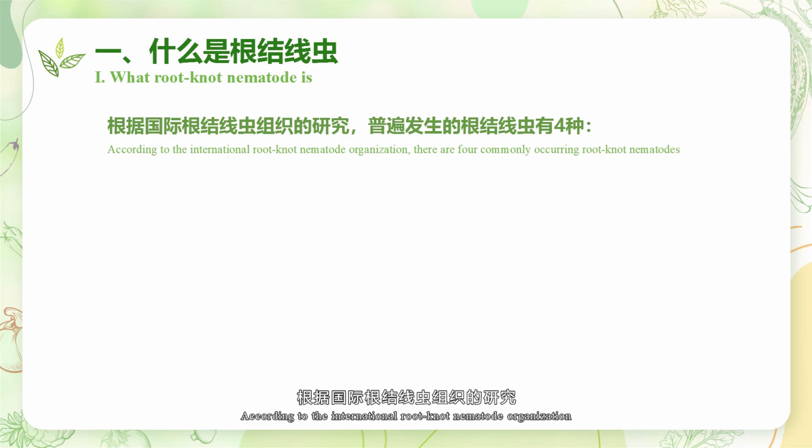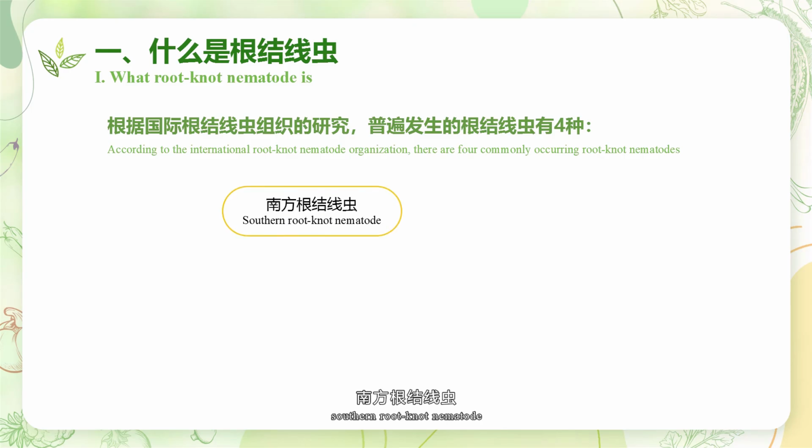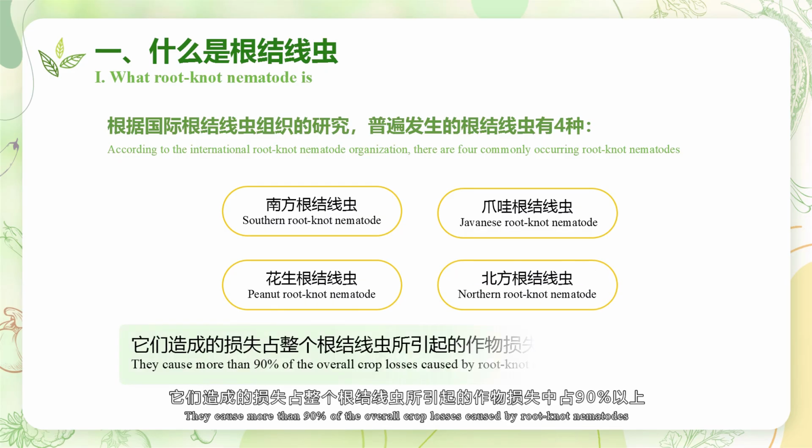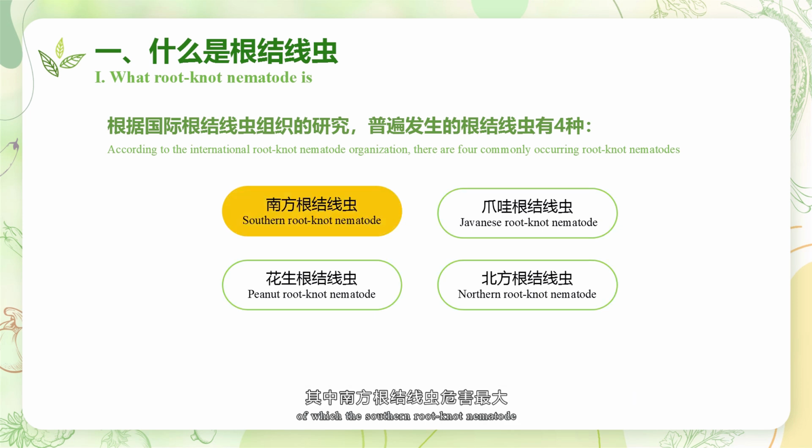There are 4 commonly occurring root knot nematodes: southern root knot nematode, Javanese root knot nematode, peanut root knot nematode, and northern root knot nematode. They cause more than 90% of the overall crop losses caused by root knot nematodes, of which the southern root knot nematode is the most damaging and is a priority for control.